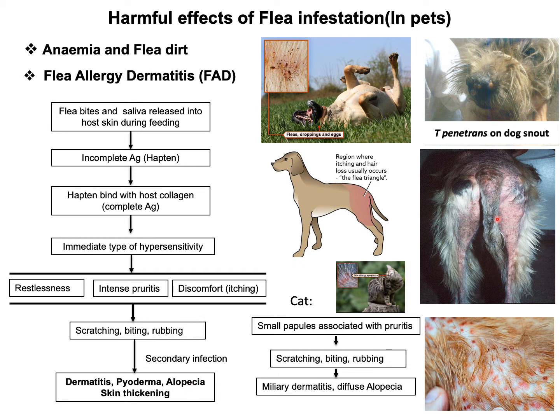And there will also be skin thickening. In the case of the cat, there will be a small papule associated with pruritus, and this is also a very uncomfortable situation. There will be intense pruritus and the cat will become restless. As a result, they will do the same thing, that is scratching, biting, and rubbing, and there will be secondary bacterial infection. So in cats, miliary dermatitis will be seen. Dermatitis can be seen throughout the affected body part.